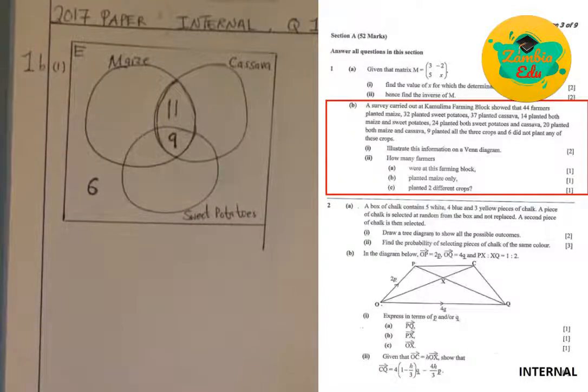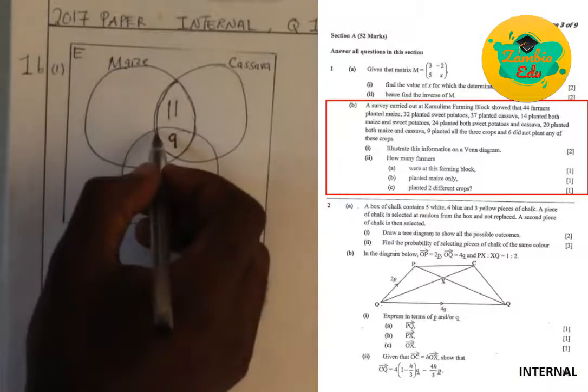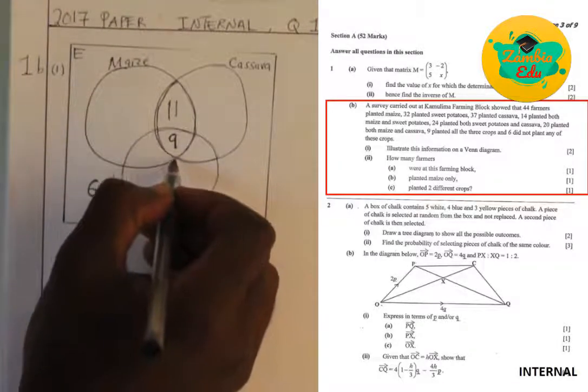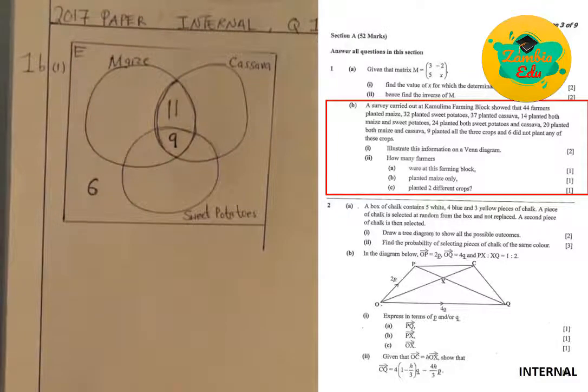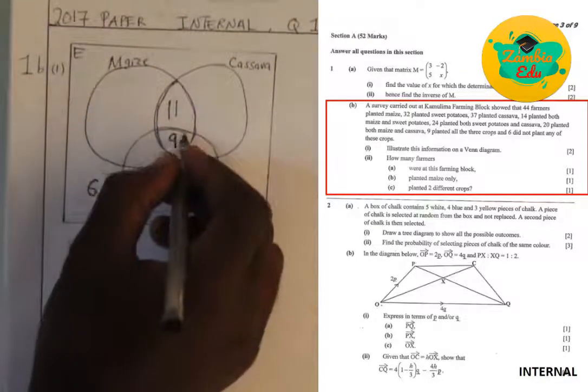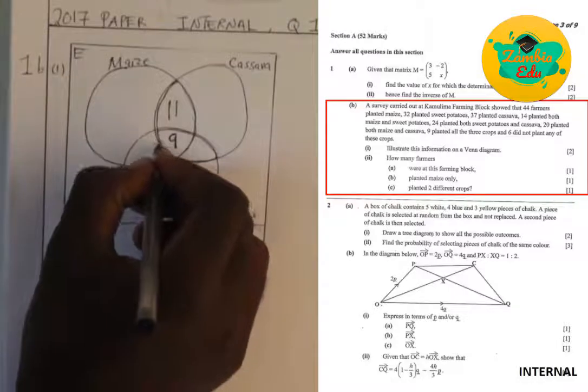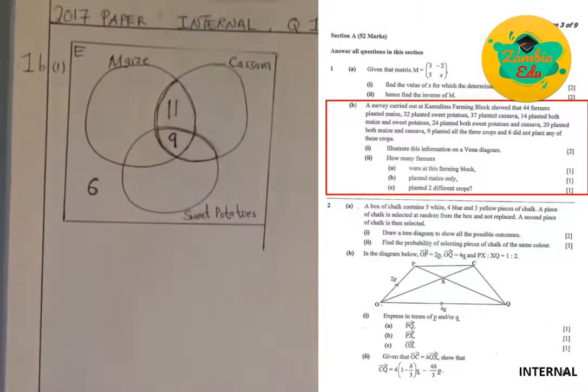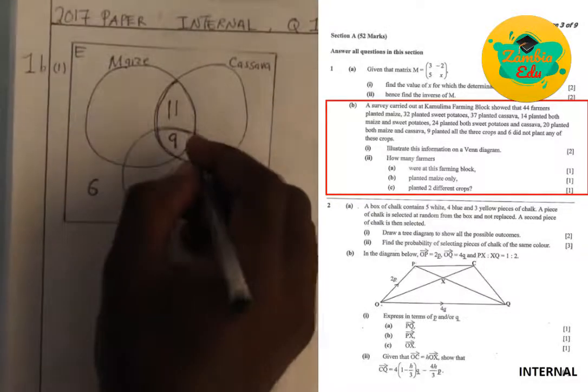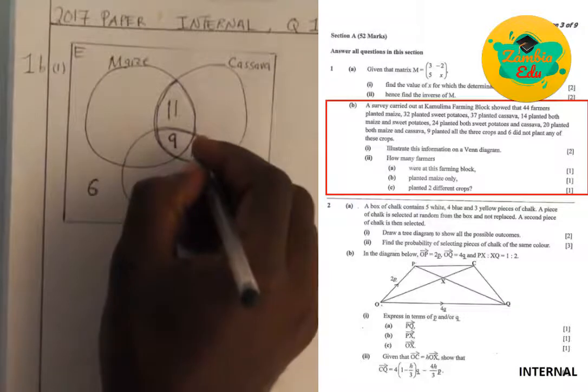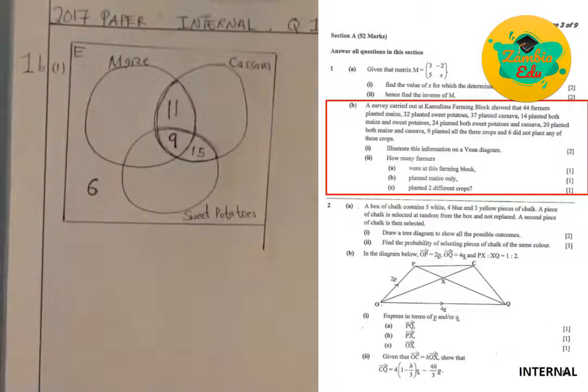Both sweet potato and cassava. So we are looking at this value now, this intersection. This intersection is talking about the people that had planted both cassava and sweet potatoes. With what we have, we have 24, so 24 take away 9, we get 15. So we have our 15 in there.